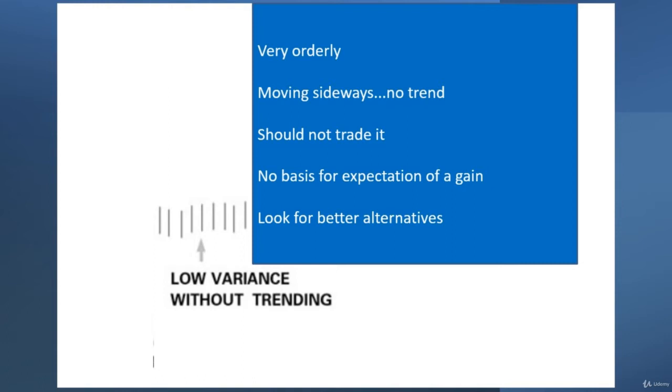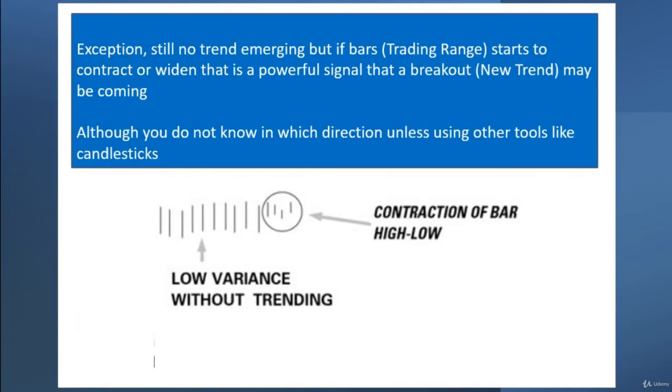It doesn't mean you can't trade. I'm just saying look for better alternatives. There are always better alternatives than trading into something that's moving sideways and is highly hard to predict. But you can see very orderly, moving sideways is low variance without trending. Now, when you see this sideways movement, you're trying to see if something is going to change. You can use your other indicators to recognize when you may have a reversal or maybe a breakaway gap or something that's going to establish a new trend.